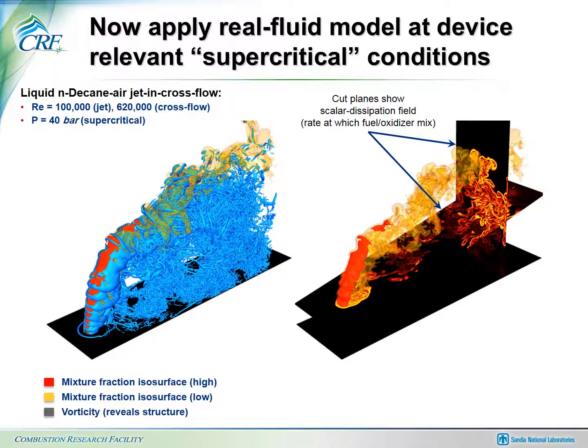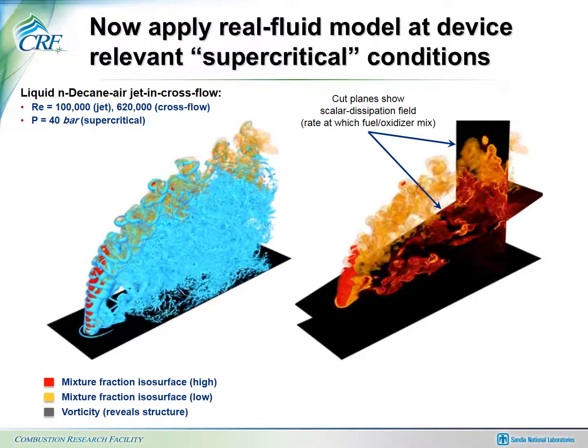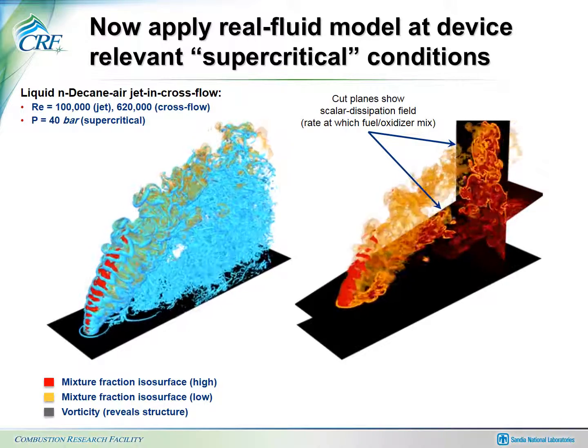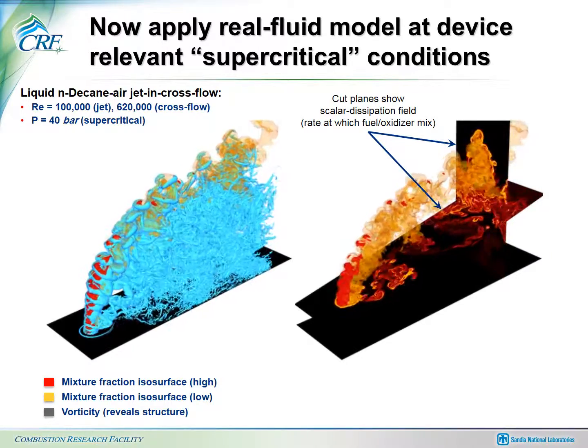Now what I'd like to do for the second part of the talk, which will be a little bit shorter than the description I just gave you, is apply a real fluid model within our LES and see what we can learn about some of the nuances of these types of flows. So this is just a rough example. This is something we did as part of some gas turbine work. Here you'll see very similar conditions. We have a liquid decane, air, jet in crossflow.